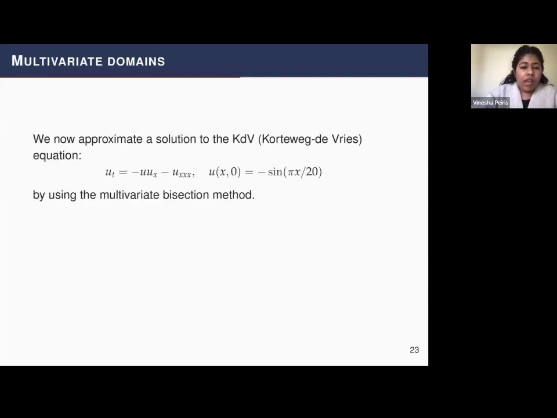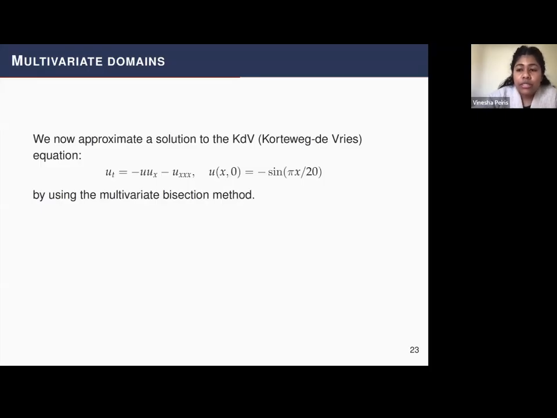Okay. Now, let's move on to multivariate domains. We discussed univariate functions and approximations of univariate functions. Now we are going to have a look at multivariate functions. So just one function: we are going to approximate a solution to a KdV equation.